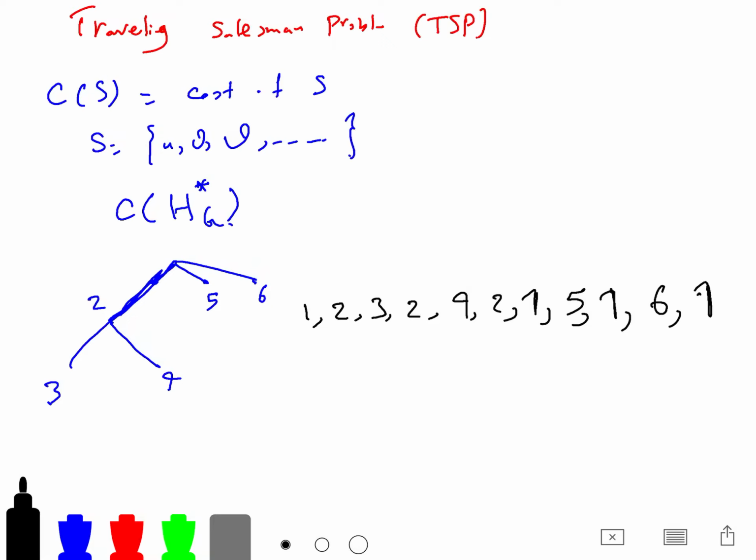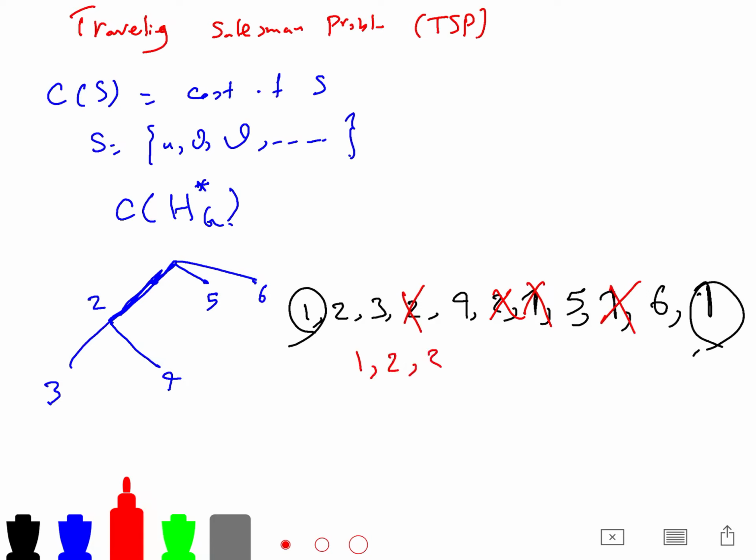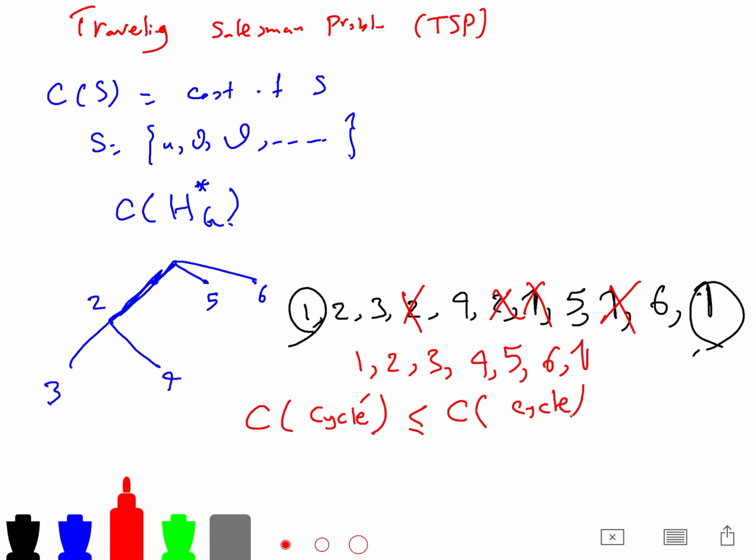So it traverses all vertices. And of course, it is a cycle. And you delete duplicate vertices. For example, 2, I have seen 2, so this is a duplicate. 2 and 1, we have seen that. 1, I have seen that. And then you create a valid cycle, which is 1, 2, 3, 4, 5, 6, 1. And it is obvious that the cost of your cycle prime, which is the cycle that you have created, is less than the cost of the cycle. And because every edge is traversed twice, the cost of the cycle is 2 times the cost of T.